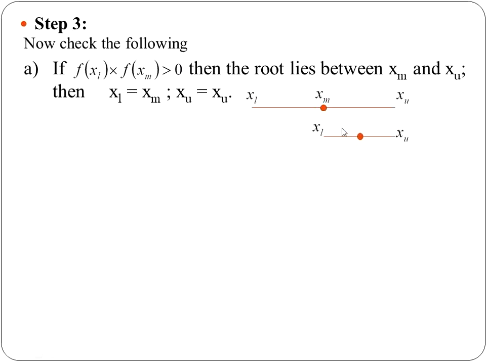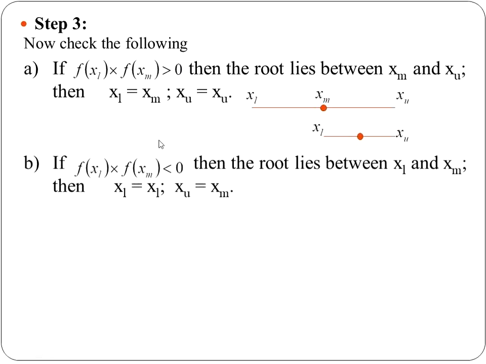Now suppose this is not happening, and f of xl into f of xm is less than 0. Then what is going to happen? These things will be reversed. At that time xl remains xl and xm becomes xu. This happens when f of xl into f of xm is less than 0. These are very important steps, because in the next iteration you always have to change the guesses.